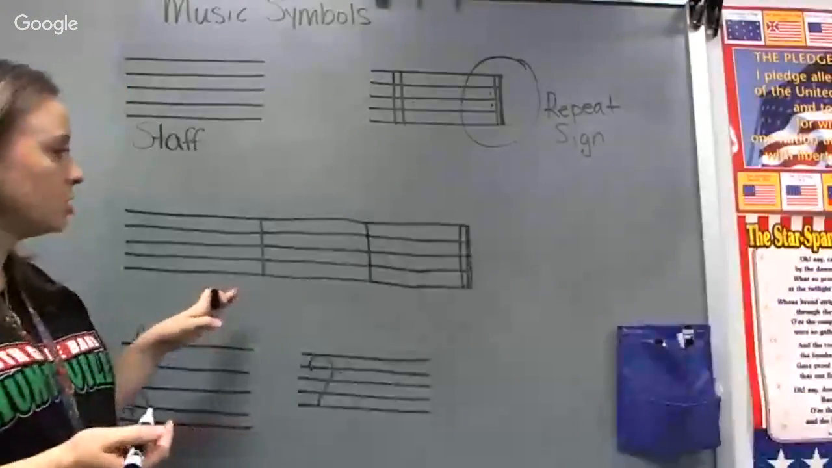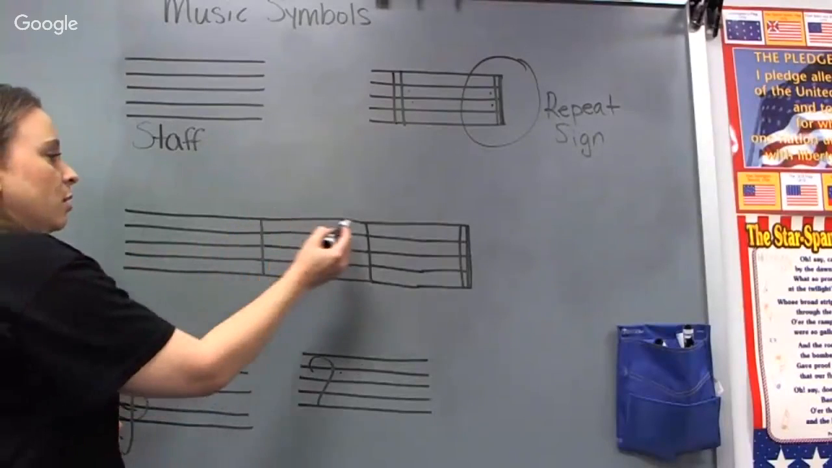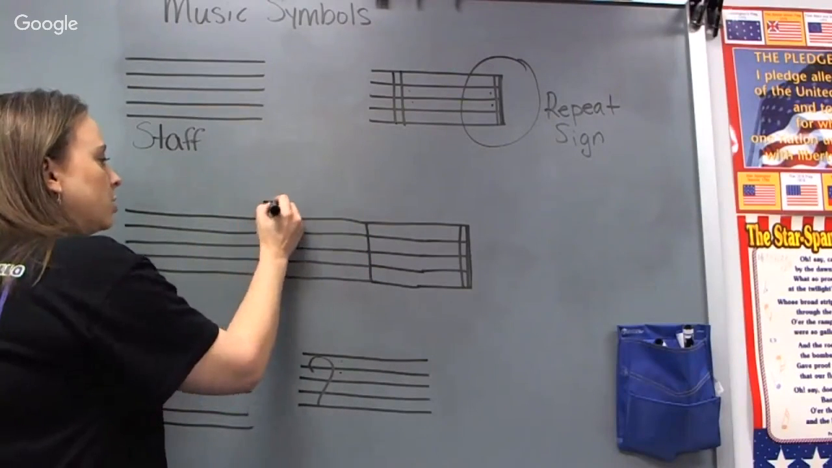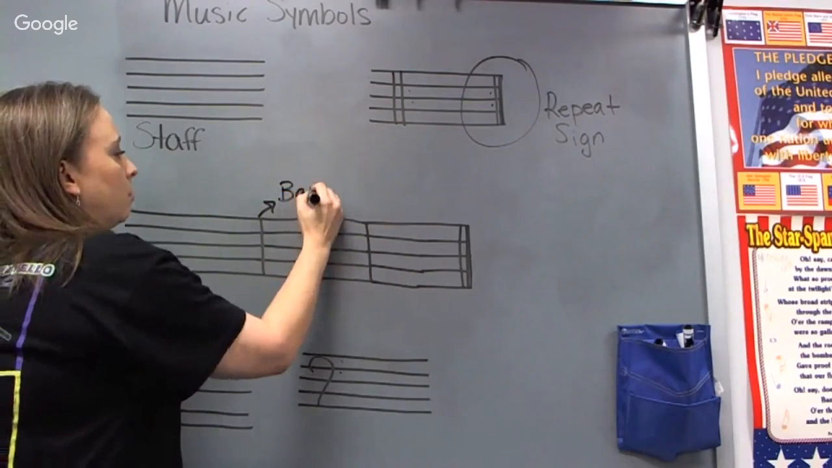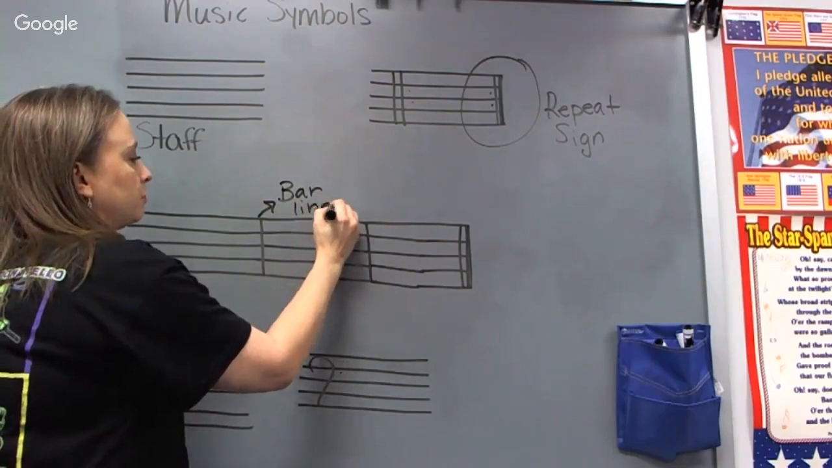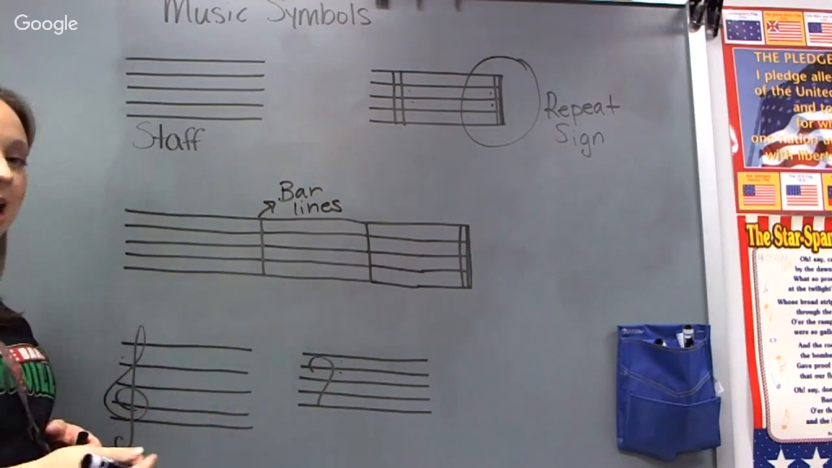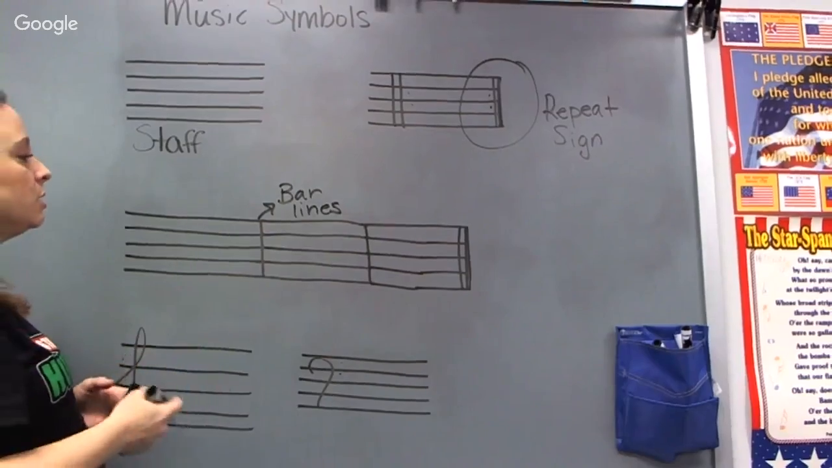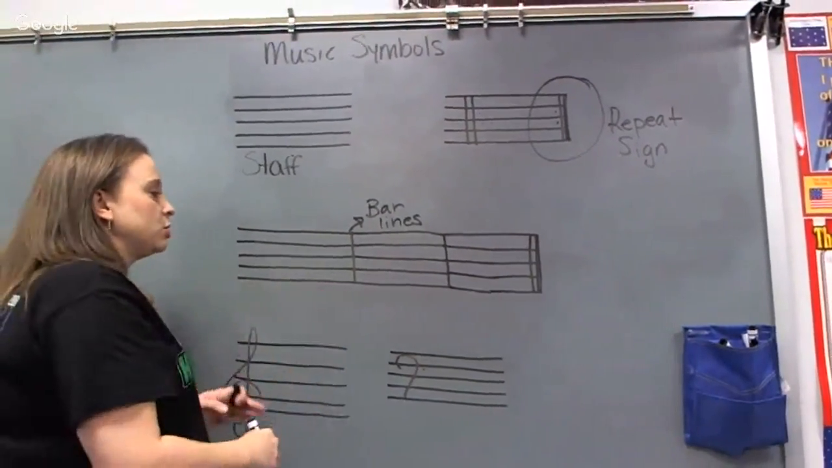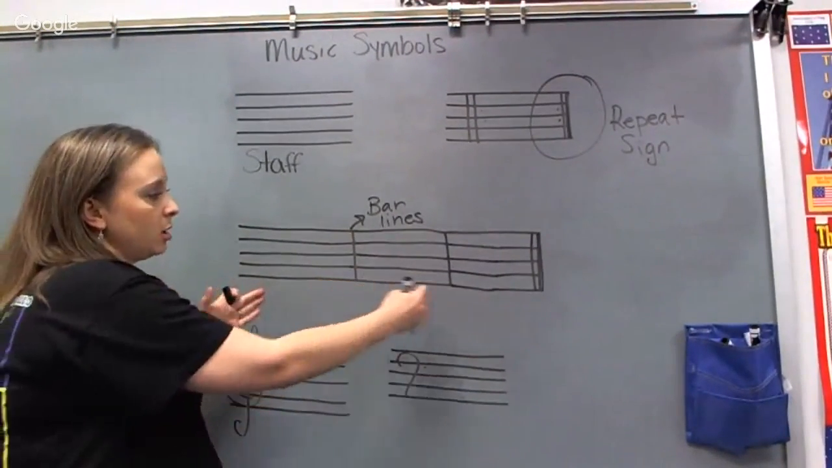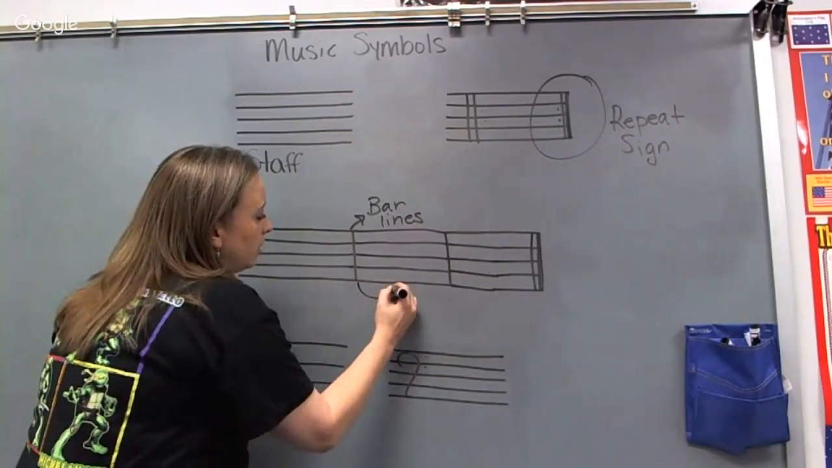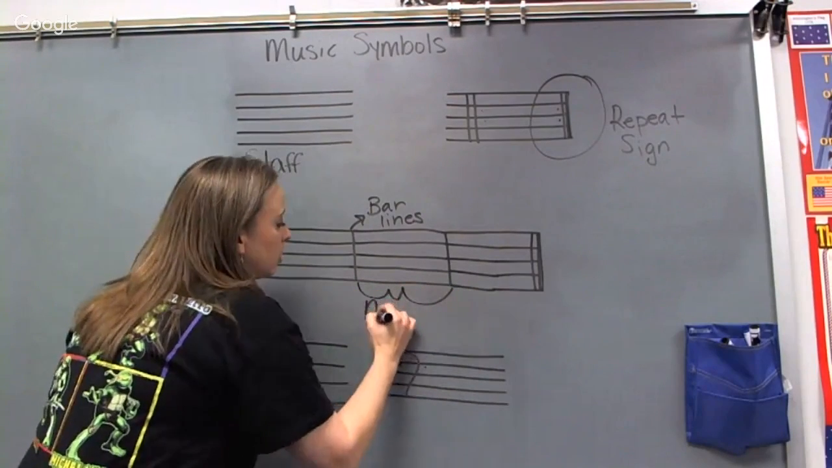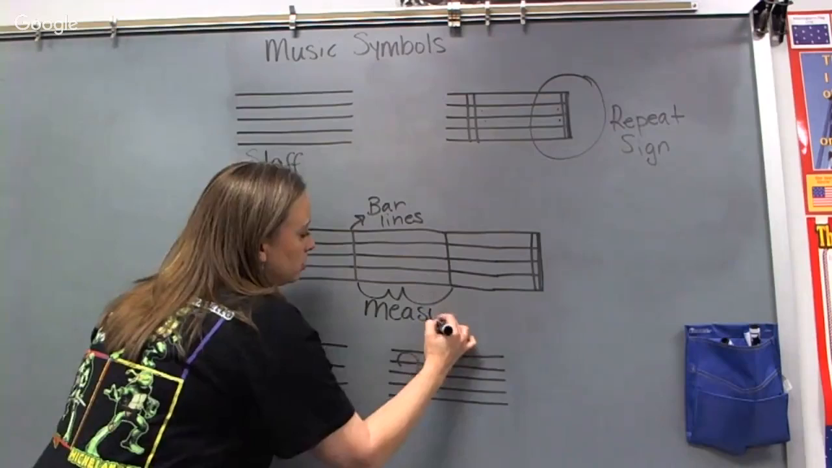The next thing I'm going to tell you about are these lines right here. These lines are called bar lines. Bar lines on our staff separate our staff up so that we can separate it into measures. So for every time you have a bar line, you have a space in between them called a measure.